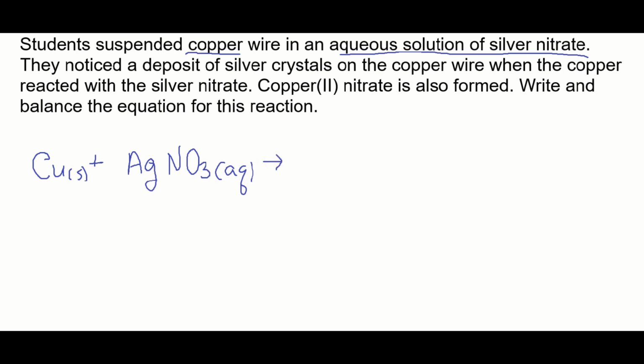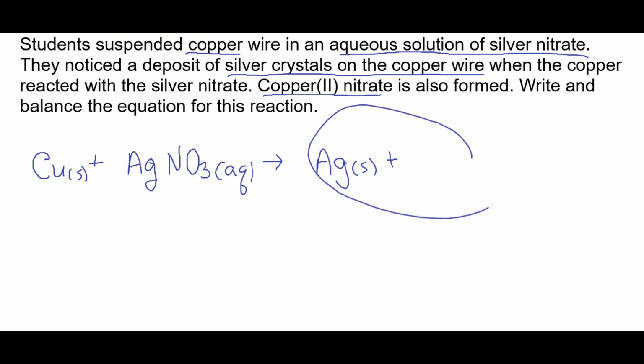Now the students notice a deposit of silver crystals on the copper wire when it's reacting. So silver is forming as silver crystals. So that's solid. And I threw this in here for now because we haven't gotten to the point where we can predict the products, but we'll get there soon. So in other words, on some of these questions, we'll give you the reactants and you'll predict the products. You'll predict this side. All right, but I'm giving it to you now.